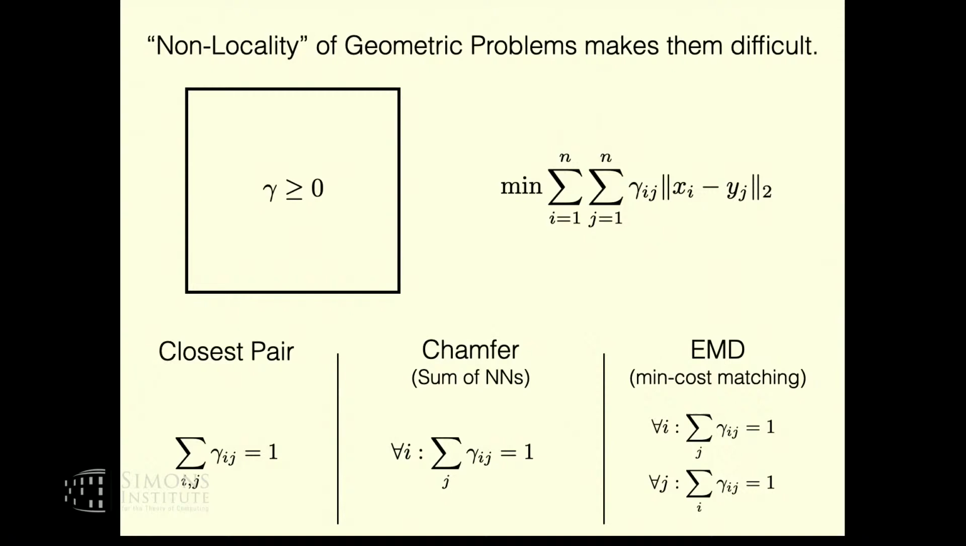So naturally, this will pick the minimum distance. For chamfer, if you think about the rows being indexed by x and the columns by y, then we're going through each row, and we're saying that we want to minimize this linear objective function such that the sum of every row is equal to 1. This, again, is going to pick, for each point xi, its nearest neighbor in y. That's the minimum value of the distance.